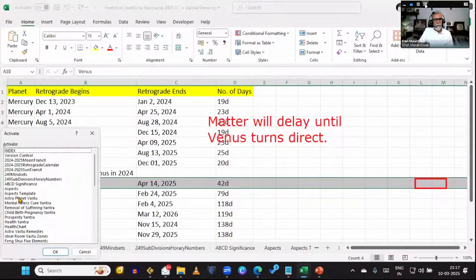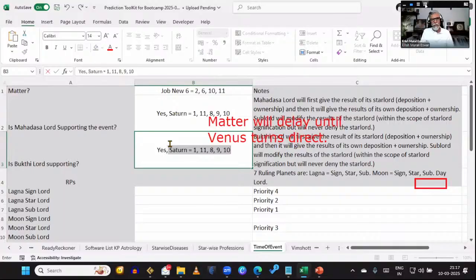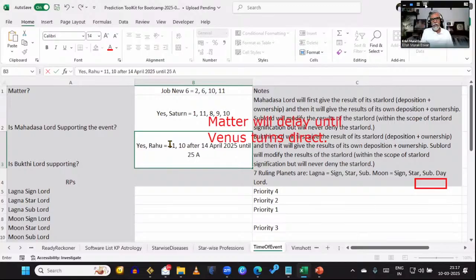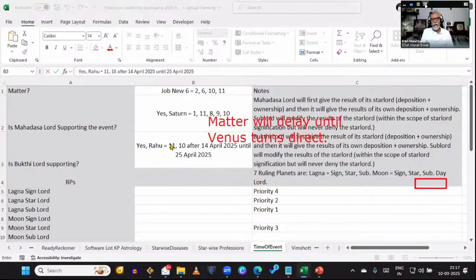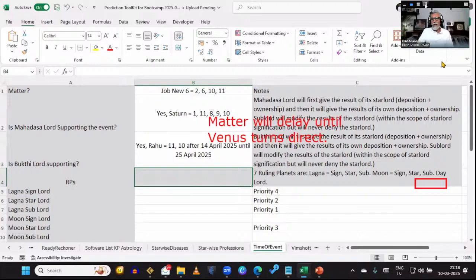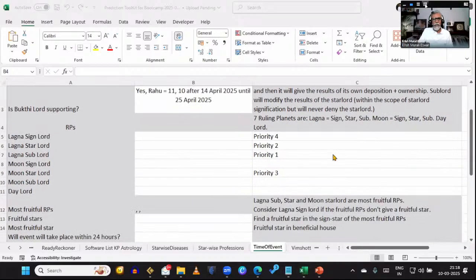So here it's important for us to write down very clearly: Rahu 11, 10. After 14th of April 2025 until 25th. We saw up to 25th of April 2025. We need to park it here for now. We'll have to see whether it is feasible for us to get something meaningful as a date within this period. Then comes the ruling planets.